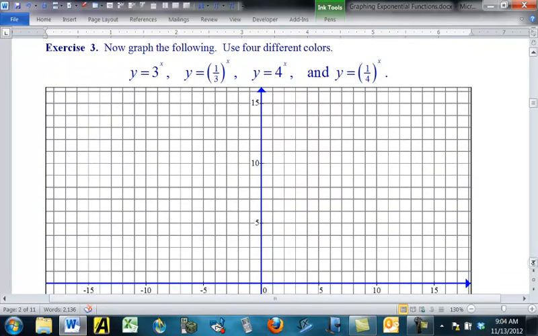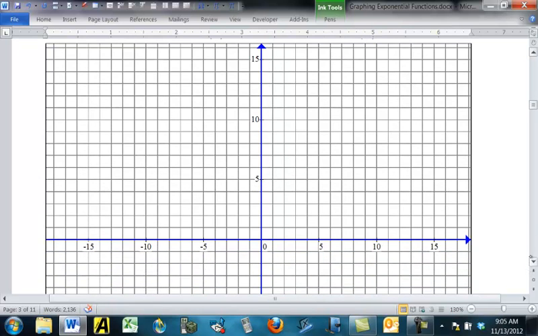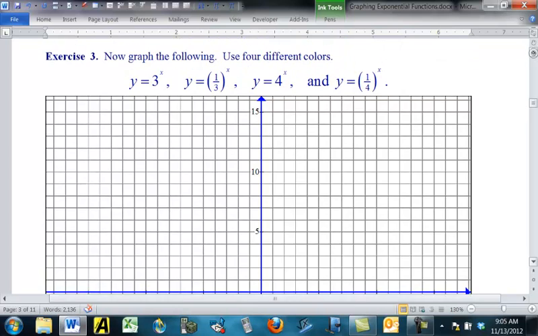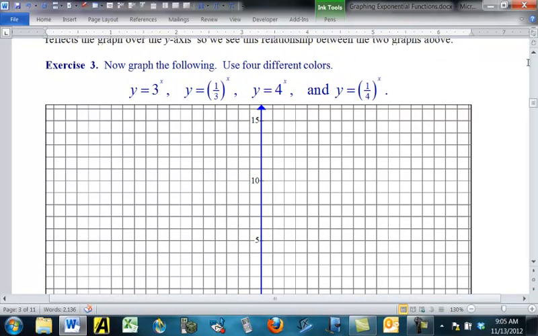Now, see if this pattern holds, and see what you get for some of these examples here. So y equals 3 to the x, y equals 1/3 to the x, y equals 4 to the x, and y equals 1/4 to the x. Graph all 4 of those on this grid here, and use 4 different colors. Okay, so go ahead and do that now. When you finish, come back and we'll check your answer. Press pause now.